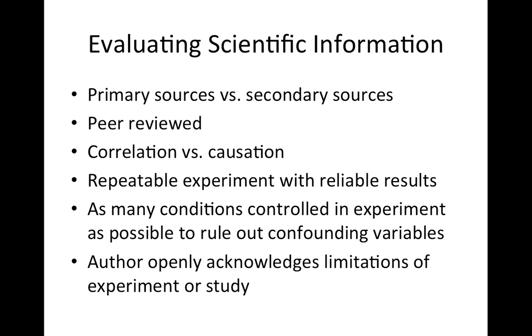Also, a good scientist will openly acknowledge the limitations of their experiment or their study, and you'll find that in a lot of peer-reviewed journals at the very end of the articles. The experimenters will talk about what could have gone wrong, and what they could do in the future to design a better research experiment. So scientists are very open as authors to acknowledging their limitations.